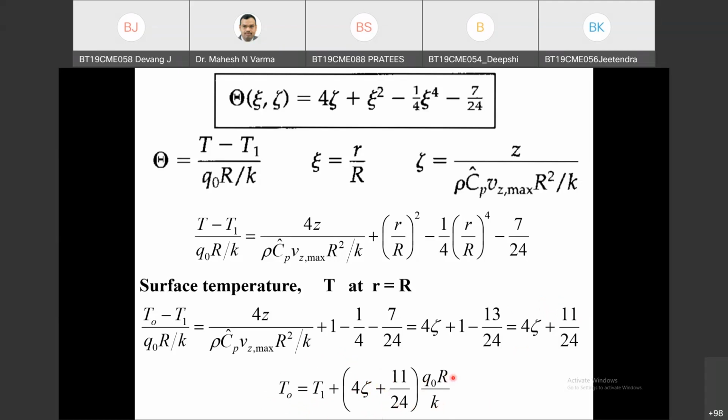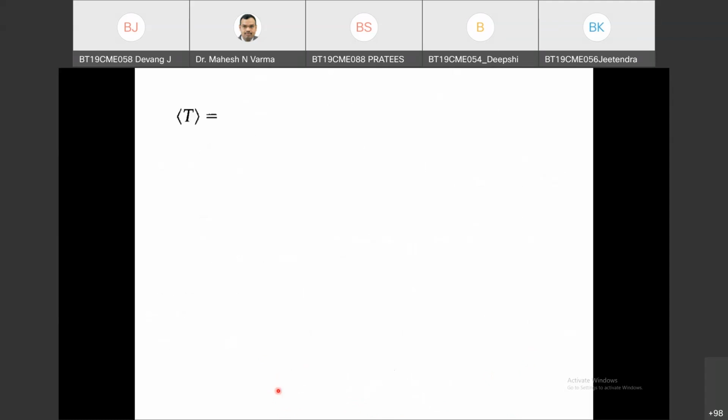This will be my surface temperature. Surface temperature increases with Z with this value. As we move down the line in the Z direction, zeta will increase, and T0 will also increase. The larger the length of the pipe, the larger the surface temperature at the end of the pipe. The smaller the length of the pipe, the smaller the surface temperature at the end of the pipe. Okay, this is the surface temperature.